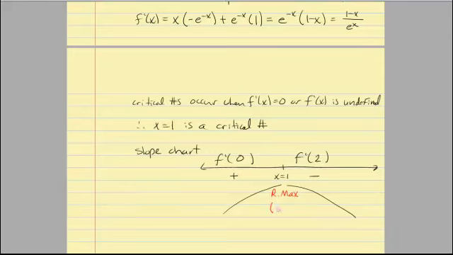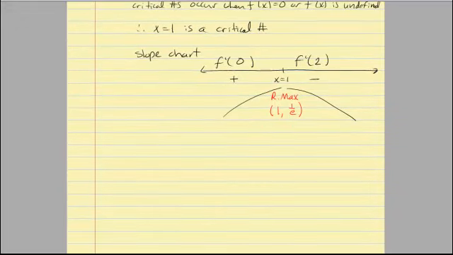Now if I take this point 1 and plug it into my original function, I get 1 over e back out. So this ordered pair, 1 over e, gives me my maximum point on my graph. So if it's my maximum point on my graph, I can expect that that's also going to be the limit for the range on the upper bound. Next we want to look at the second derivative.